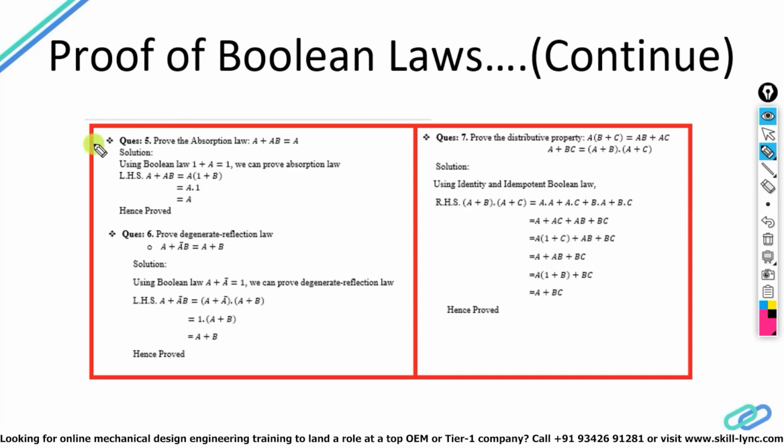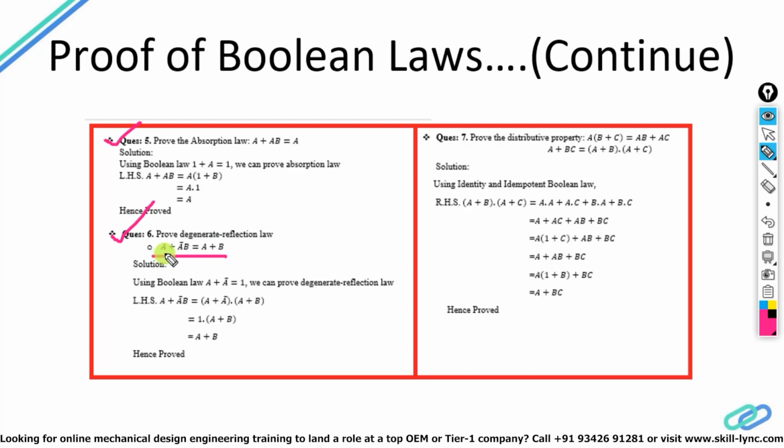Let's move to the next part, that is the degenerate reflection law. So what is the degenerate reflection law? It says that A plus A bar B is equal to A plus B. We have to prove it. Whenever we have to prove something, we take the left hand side and prove it equal to the RHS, or you can take the right hand side and prove it equal to the left hand side. Here we will take the left hand side.